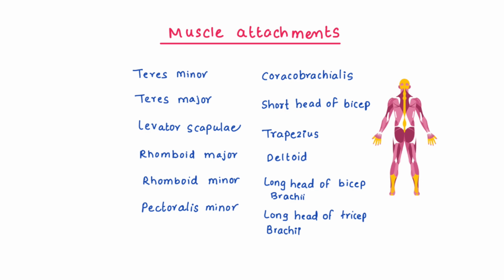Then there are other muscles which share their relation with the scapula. These muscles are teres minor, teres major, levator scapulae, rhomboid major, rhomboid minor, pectoralis minor, coracobrachialis, short head of biceps, trapezius, deltoid, long head of biceps brachii, long head of triceps brachii. So this was all about the quick revision of the scapula.